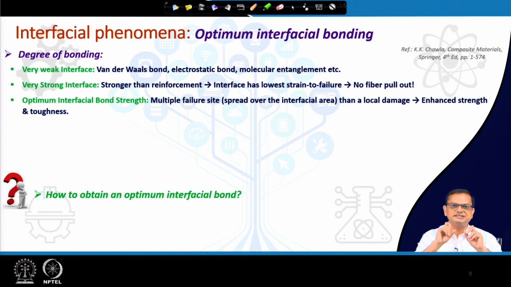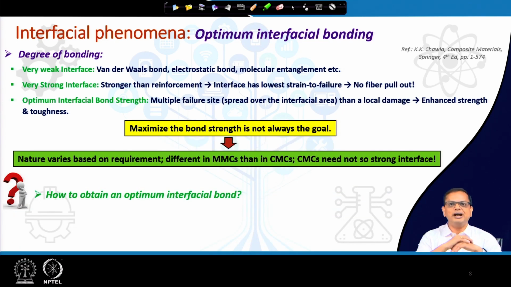So, the optimum case is that we should have high interfacial strength. Yes, we should have very high interfacial strength, but it should also allow interfacial delamination at a particular stress level. Okay. So, ultimately what we learned from here is that maximizing the bond strength is not always the goal. The bond strength's nature varies based on requirement.